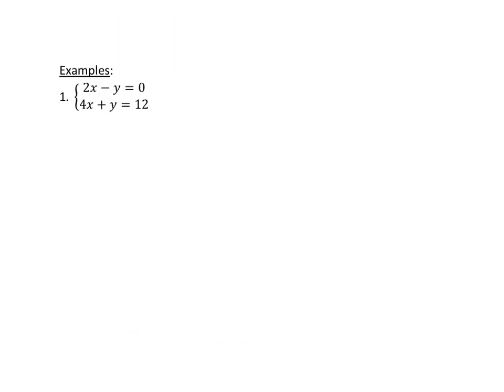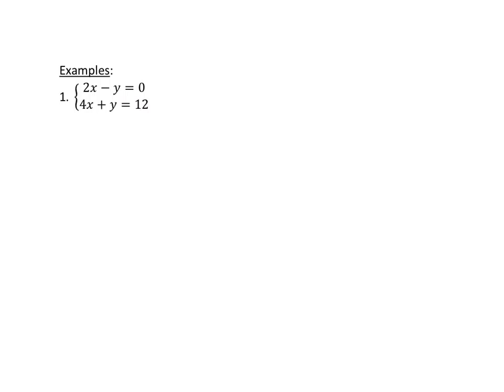Okay, here's our example. Number one, we have 2x minus y equals 0, and then we have 4x plus y equals 12. So our first step says to make sure that both equations are in standard form. And you can see that they are. We have our x's coming first, and then we have our y's, and then we have the equal sign, and then we have our constant, which is exactly how we want it to be.